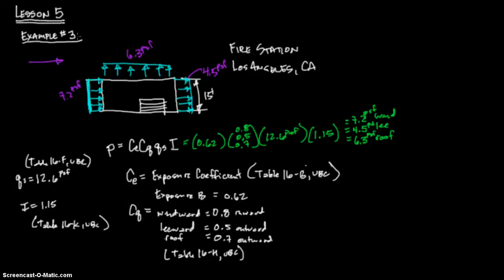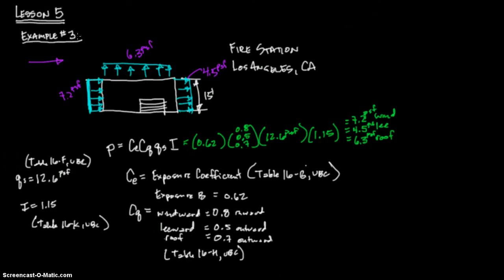Welcome to General Structures 2 and Lateral Forces, Lesson 5, Example number 3. It says that if a building in Example 2 were located in an isolated desert region outside of Los Angeles, not in a special wind region, what would the wind pressure be?